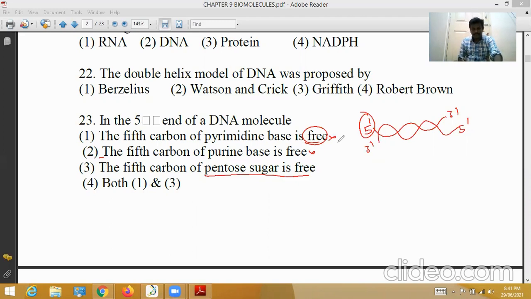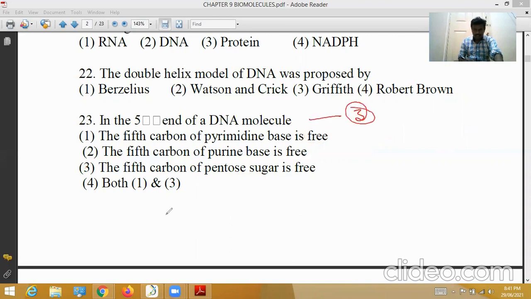23rd question, the third option is correct. The 5th carbon of the pentose sugar, deoxyribose, is free. So the third option is correct. One end of the strand is called the 5 prime end, where the 5th carbon of the pentose sugar is free. The other is called the 3 prime end, where the 3rd carbon of the pentose sugar is free. That's why it is called the 5 prime end and the 3 prime end. So for the 23rd question, the correct option is 3.